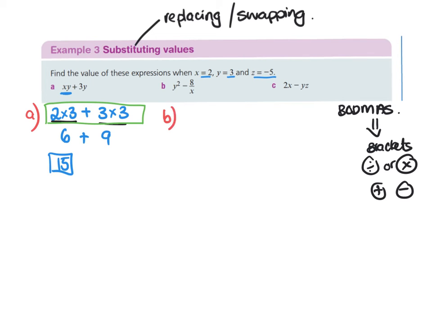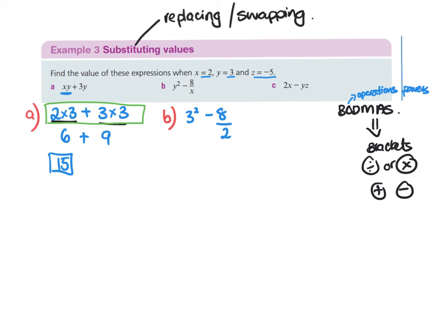So B, let's have a look. We're substituting in. We said Y was 3, but it's squared, so I'll put a little 2, minus 8. What was X? 2. Oh, good, 2. Now, this means operations in terms of powers, okay? So second we'll do the powers.